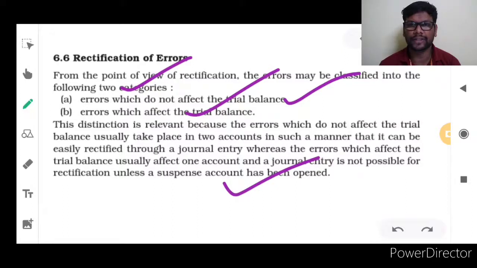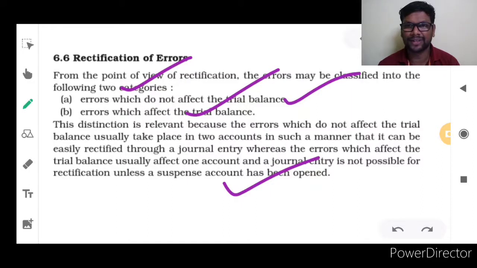Some errors do not affect trial balance, like errors of complete omission. This will be rectified with the help of a journal entry. Directly we can refer to the journal entry because all the transactions are journalized. After journalizing only, that will be posted into the ledger. But we failed to post into the ledger. So because of that we didn't write the balance amount in the trial balance.